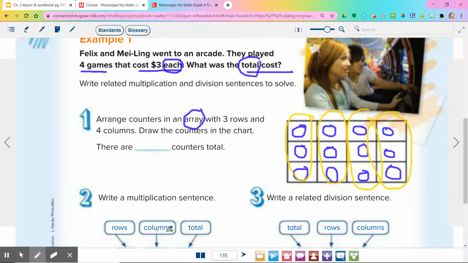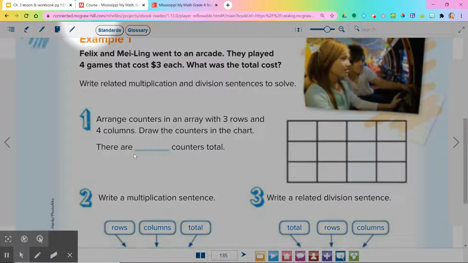So we could count the counters individually, but the easiest thing to do is let's count across the top. 1, 2, 3, 4. I have 4 across the top. Let's count along the column on the side. 1, 2, 3. We do have to count this one. And then I would multiply these 2 numbers. So how many total counters I have is 4 times 3, which is 12.